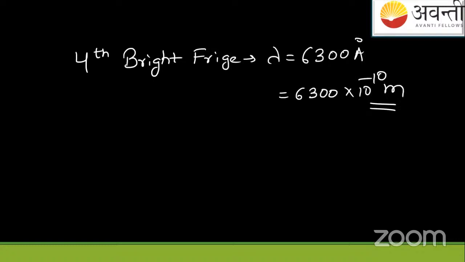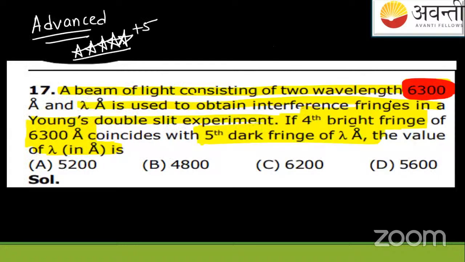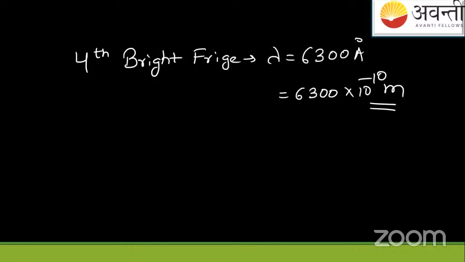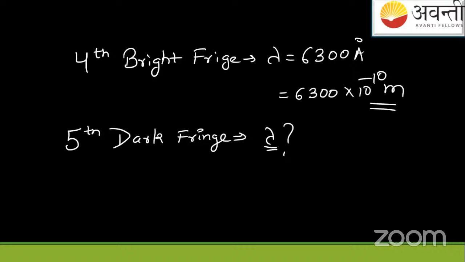And next, it coincides with the fifth dark fringe of lambda Angstrom. So fifth dark fringe. What does fifth dark fringe mean? They're just telling the lambda value. So they're asking you to find the lambda now. They haven't given the lambda. They have just said that both will coincide. Coincide means overlap.